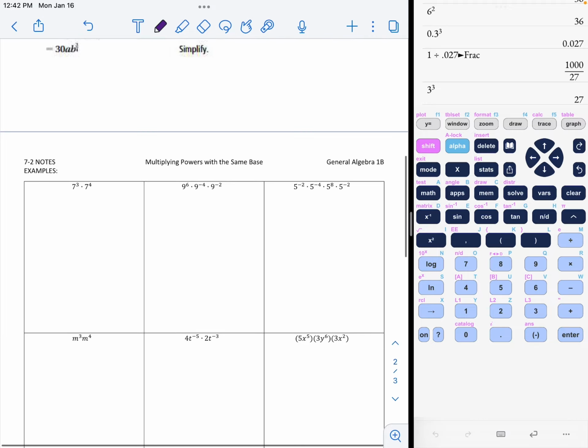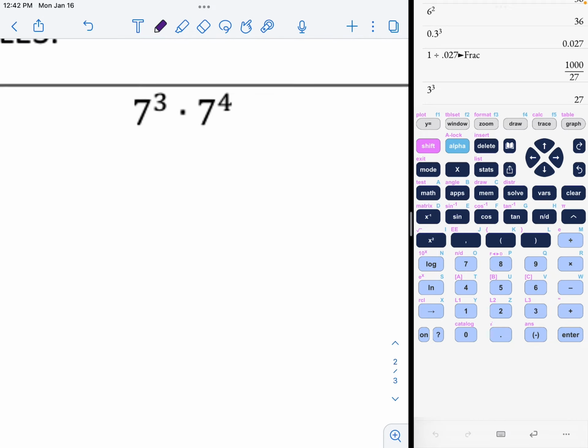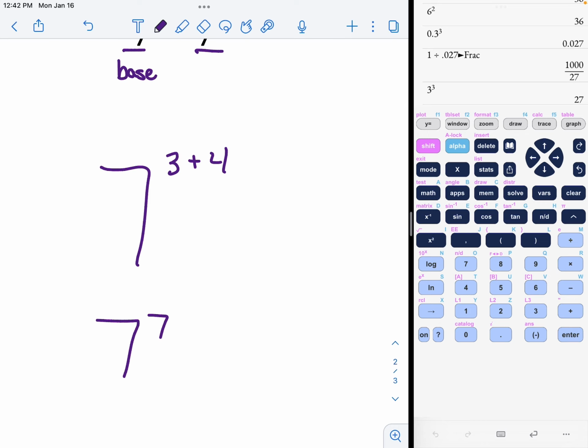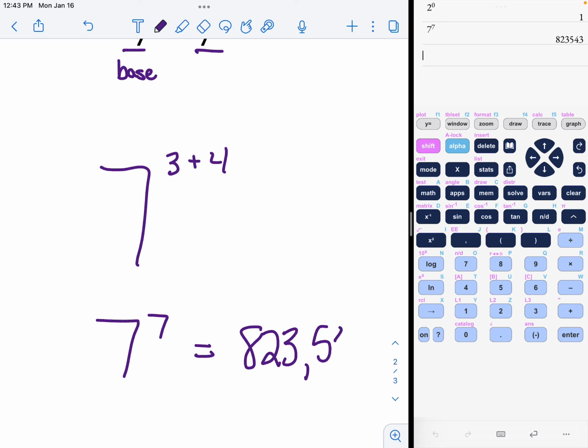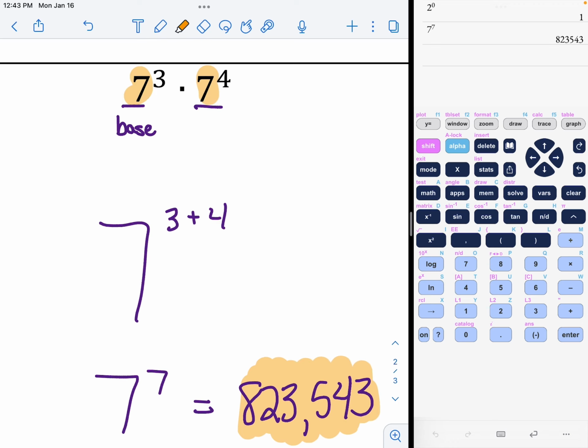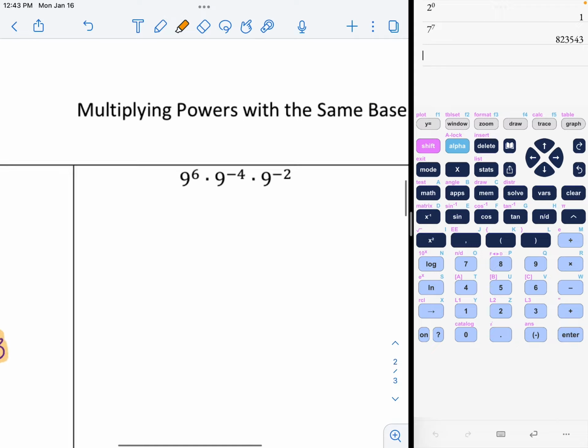So here are the examples. I pulled them straight from the book and just retyped them. Here we have a common base. The base is 7. So I'm just going to write the word base so you get familiar with your vocabulary. So there's your base of 7. We need to add the 3 and the 4 because the bases match. Well, that's going to be 7 to the 7th power, which might be too big of a number for your calculator. Oh, not too bad. What do we have? 823,543. So common base was 7. Add your exponents.